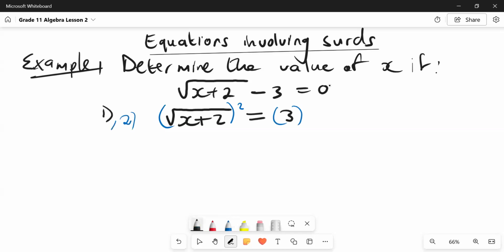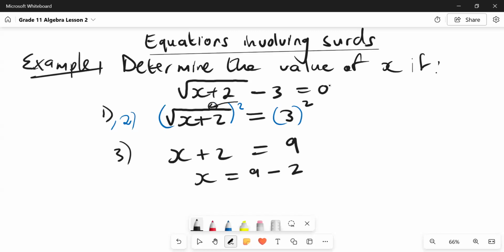And then step number three, now solve for x. The square will cancel with the root there, right? You'll end up with x plus 2 equals, we squared both sides, so this is 9. And then x is equal to, transpose, that's 9 minus 2, and then you get your 7.